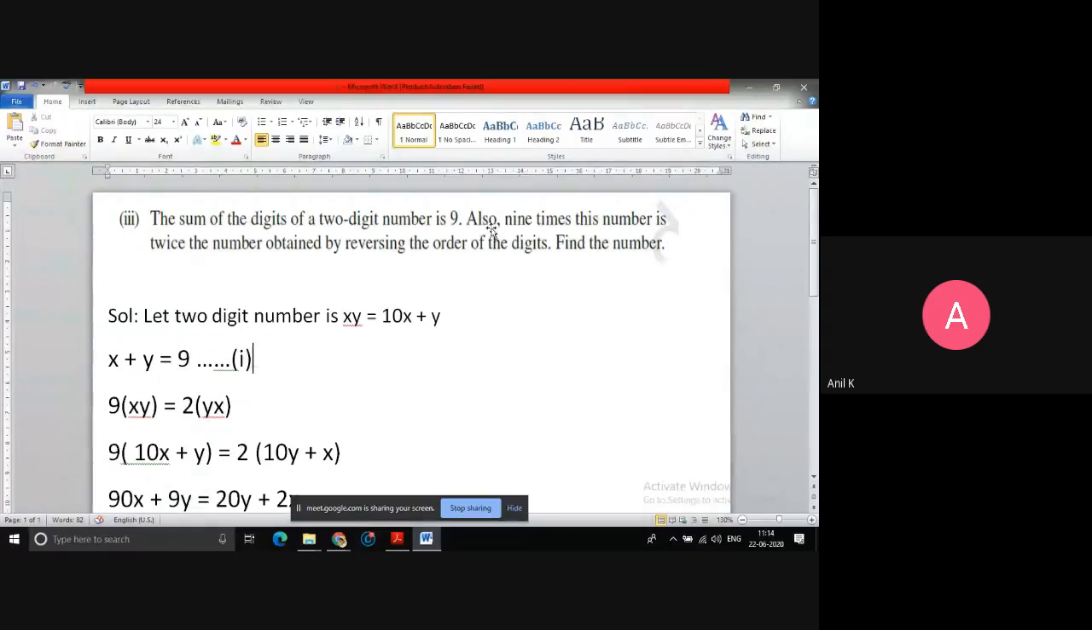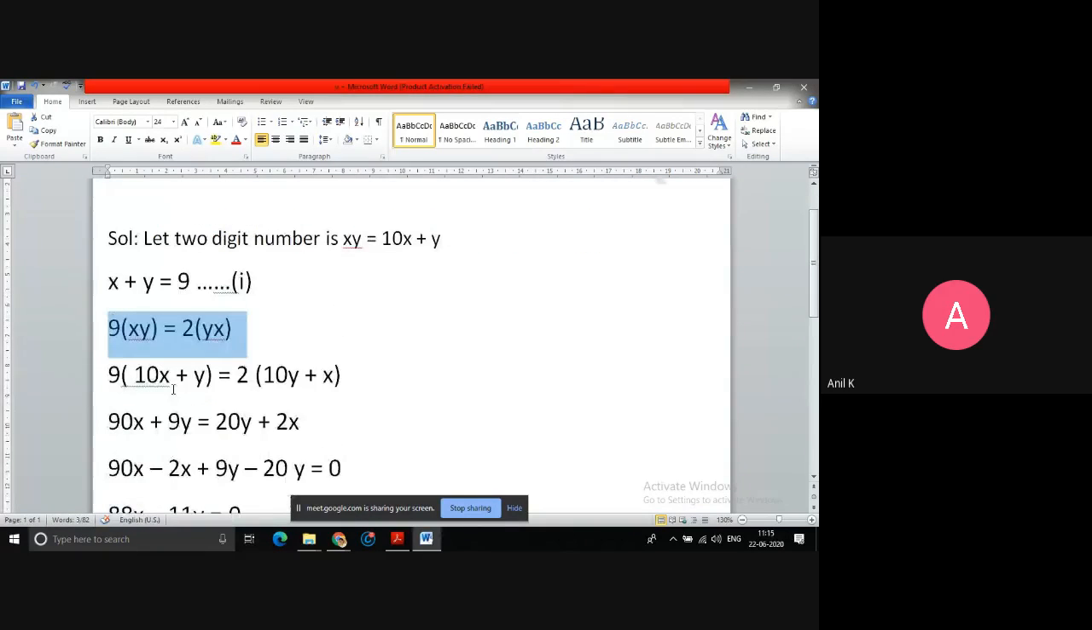Now second, 9 times this number, 9 times xy, equals twice the number obtained by reversing the order of its digits. The actual order is xy. Reversing means yx. Twice means 2 times. So finally, 9 times the given number equals 2 times the number obtained by reversing its digits, 2 times yx.